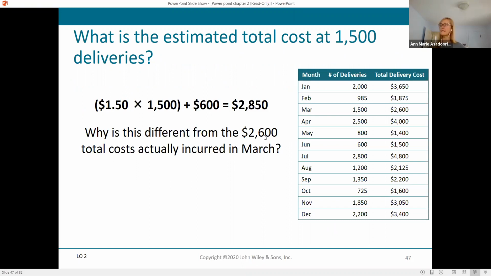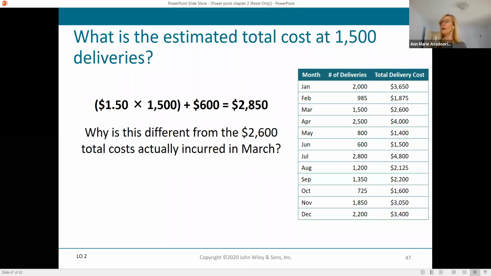$2,850. Right, so there was somebody that said the answer was 2,600. And I know why you said that, because you can see back in March, they did do 1,500 deliveries, right? We actually had a month when 1,500 deliveries were made and the cost was 2,600. So how does that work when we're saying it's going to be 2,850 when we've already seen it at $2,600? The reason is because, Ashley? Because we're making a line of best fit, so it's different compared to the actual data.